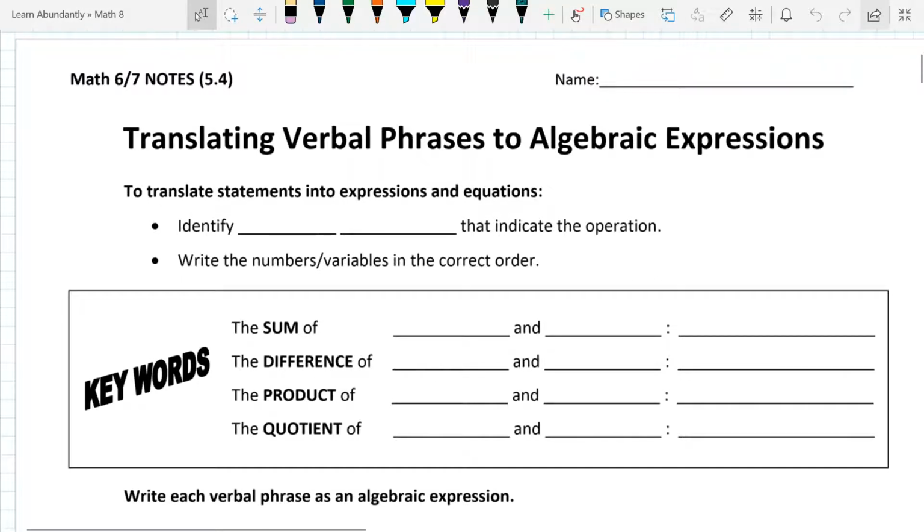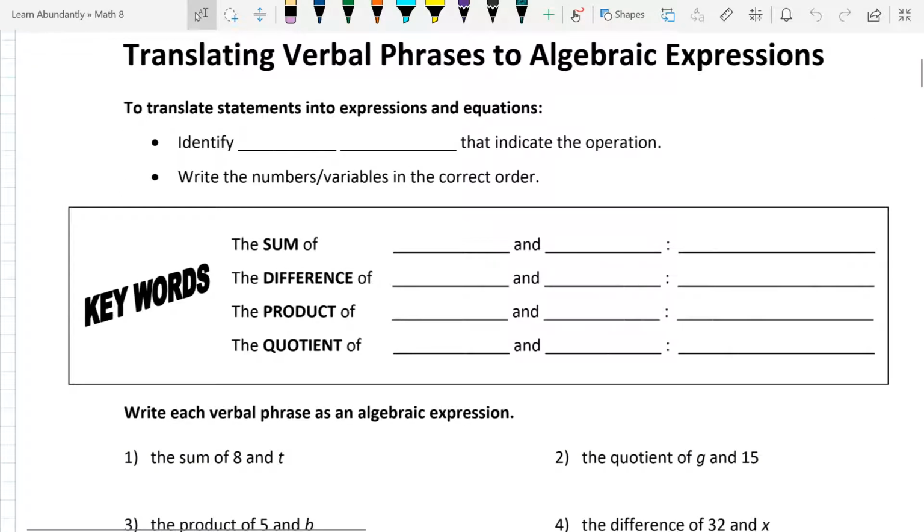Hey, so today we want to start on translating verbal phrases to algebraic expressions, and we're also going to do some algebraic equations. So the key thing is that we need to start by identifying keywords. We're identifying the keywords that indicate the operation.